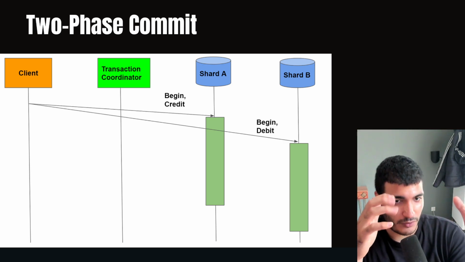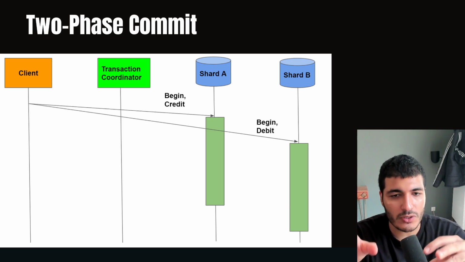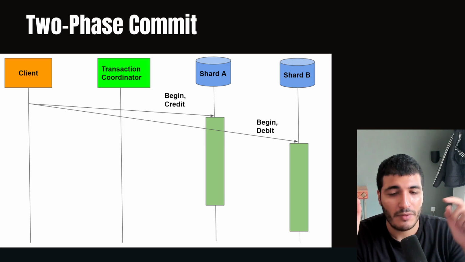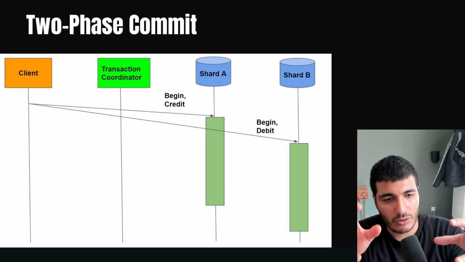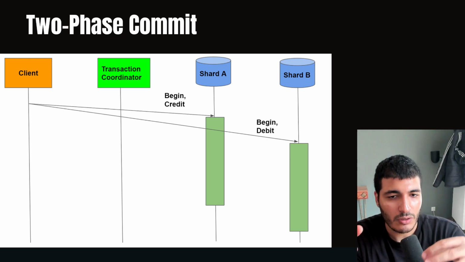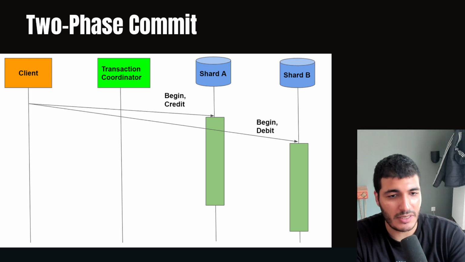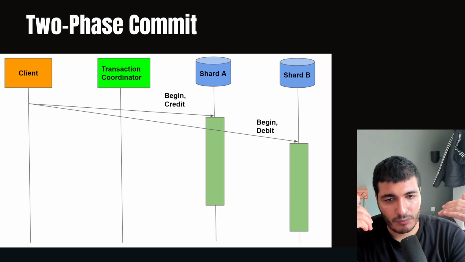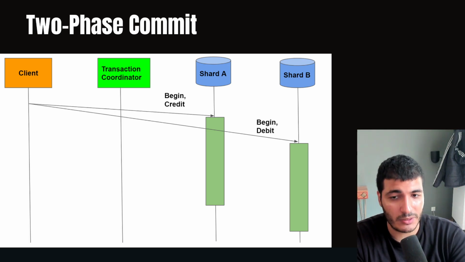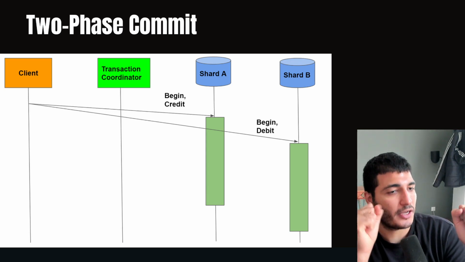Let's talk about blocking first. Participants hold locks and resources for the entire duration of the transaction. If the coordinator fails during phase 2, participants might be left in an unknown prepared state, holding locks indefinitely, leading to resource contention and reduced availability. This is often called the blocking problem.